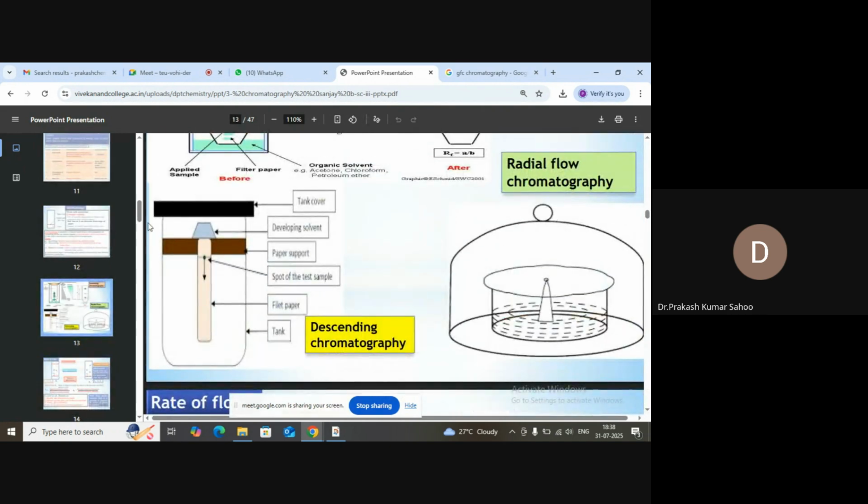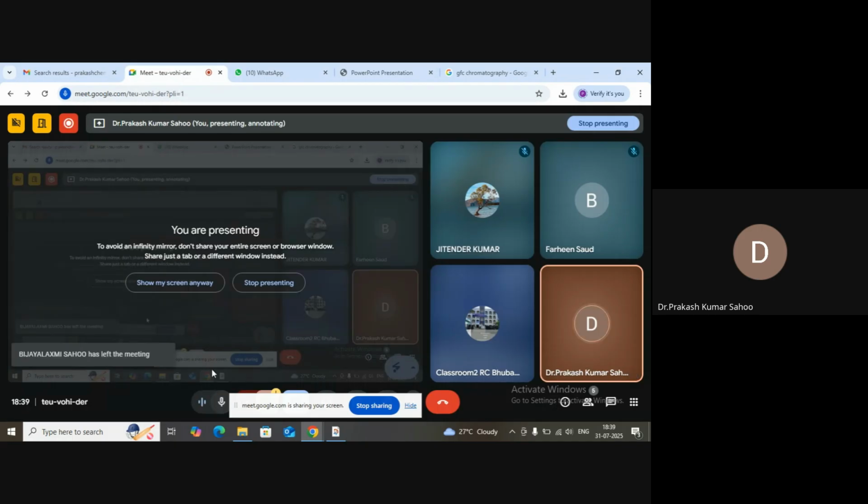So this chamber is known as the chromatogram.